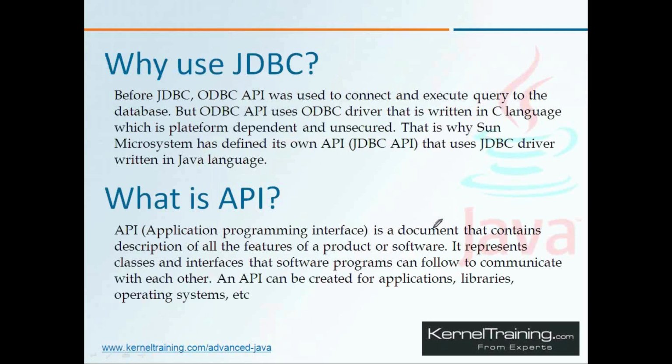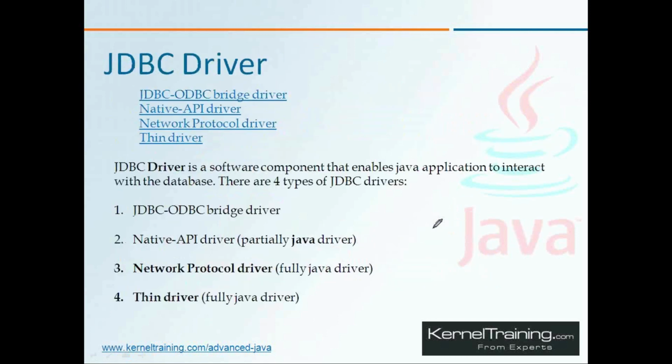Now, what drivers are there and how are those drivers going to provide service? Which driver is the excellent driver? Which driver is used by the industry? That we are going to see now, right? So, we have four types of JDBC drivers. The JDBC-ODBC bridge driver is one type of driver. The second type is called the native API driver. The third type is called the network protocol driver, and the next type is called the thin driver. So these are the four types of drivers.